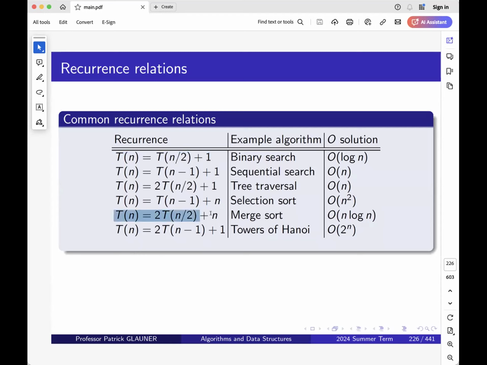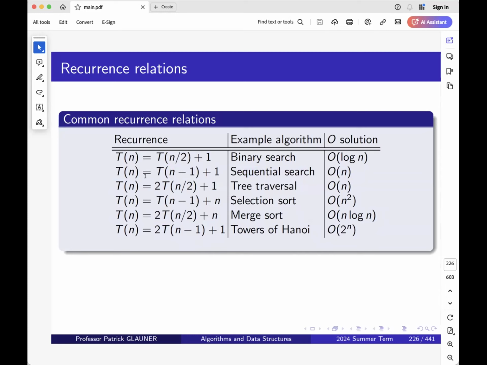We have just solved this one here. T of n is 2 times t of n half plus n. This is, for example, merge sort, or merge sort can be described by this. We've seen the solution. And there are more recurrence relations in here. One, for example, that refers to the towers of Hanoi. Tree traversal, you don't know yet what tree traversal is. It's something we'll be seeing in a couple of weeks. Sequential search, we've already looked at. This one can be described by a recurrence relation, and so forth.